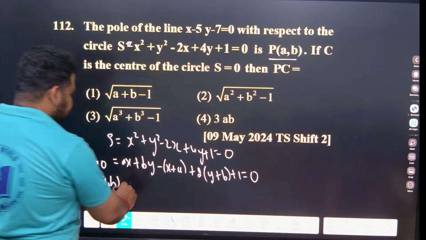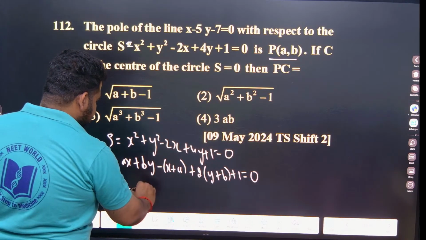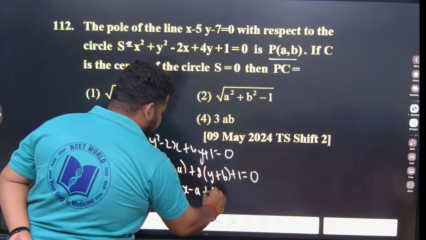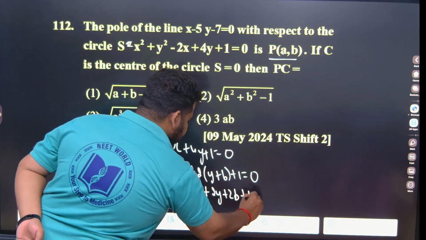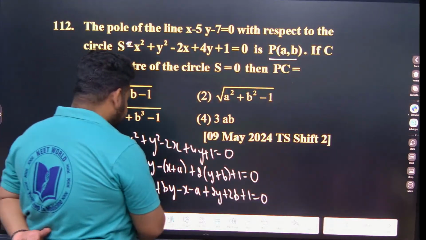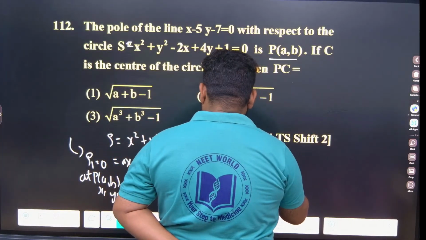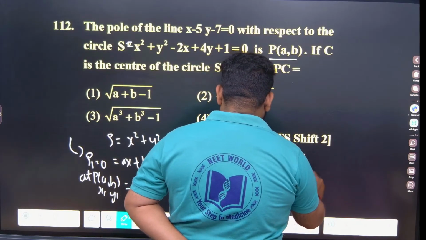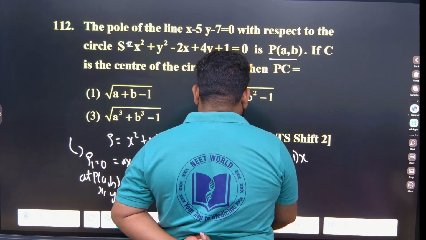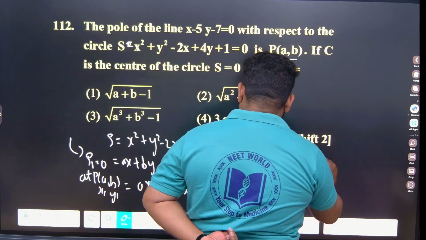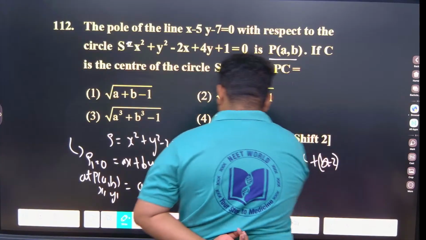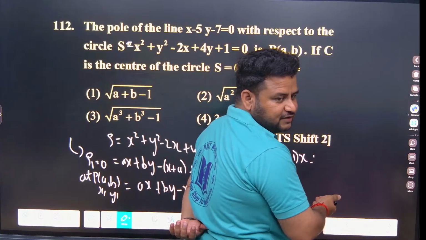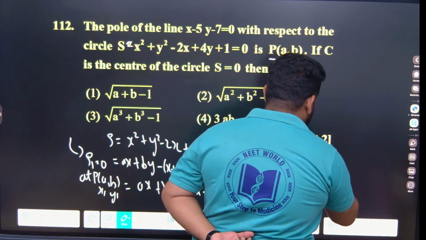Further let us simplify this. Ax plus by minus x minus a plus 2y plus 2b plus 1 is equal to 0. Let us write coefficients of x together. So coefficient of x will become a minus 1 into x. What about b? B plus a minus 1 into x. Y is b plus 2, b plus 2 into y. I am writing the coefficients of x and y together.